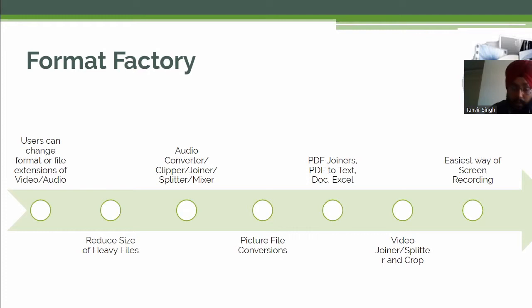You can also have picture file conversions. If you have a JPG and you want to change it to PNG, you have the option to. After that, we have PDF joiners, PDF to text, doc, Excel, video joiner, splitter, and crop. So it is the easiest way of recording the screen. I must say that you should try this so that you can record your screen and give the presentation to your students. So Format Factory is the best for that.